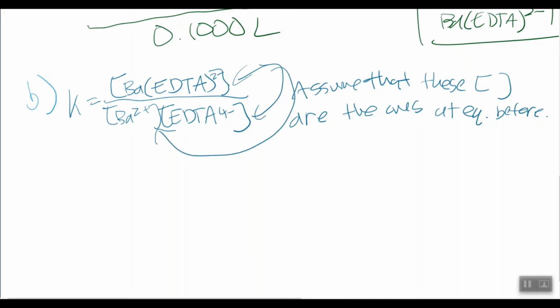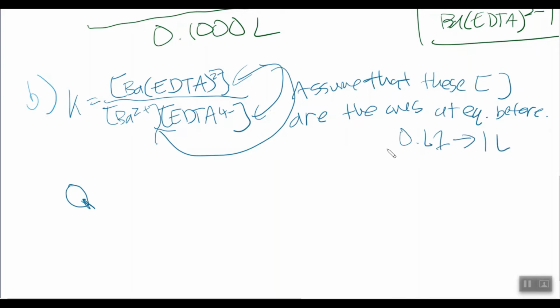But someone decides to add some water to it. So guess what? The system will not be at equilibrium anymore. So we have to write a Q for this instead of a K. So what happens to the concentrations when the volume is diluted from 0.1 liters to 1 liter?